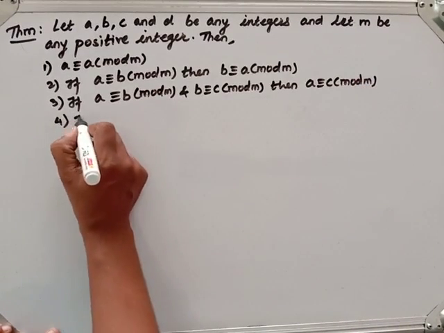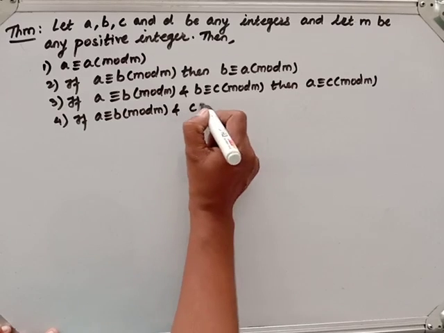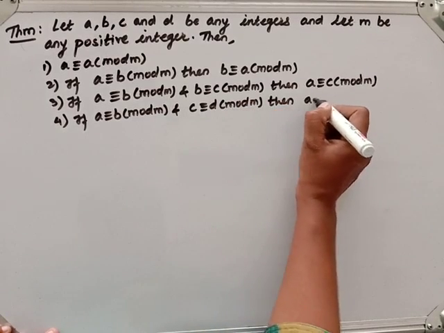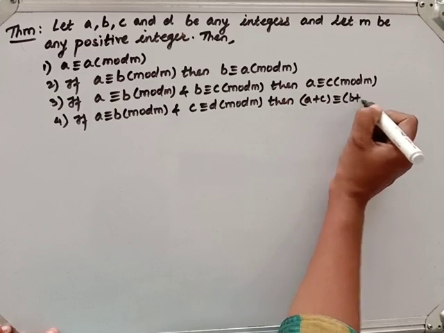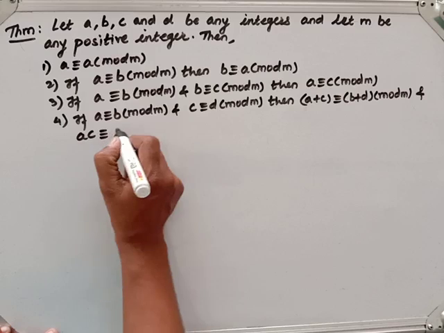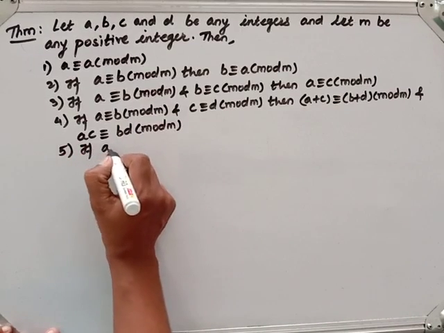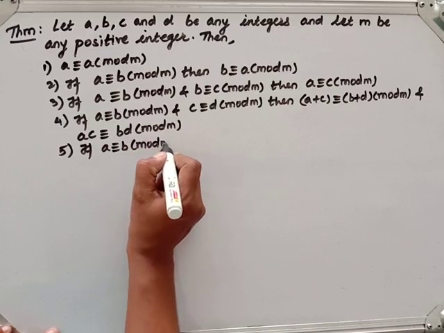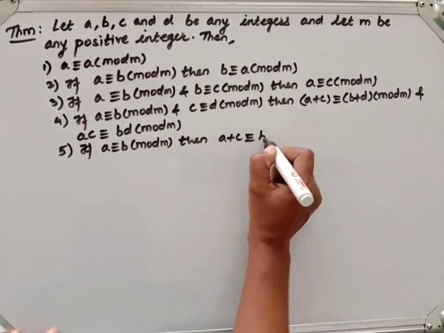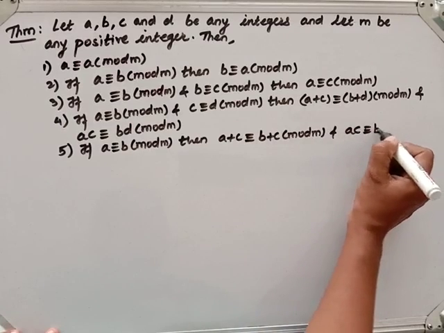Okay, then next, if A is congruent to B modulo M and C is congruent to D modulo M, then A plus C is congruent to B plus D modulo M and AC is congruent to BD modulo M. Fifth, if A is congruent to B modulo M, then A plus C is congruent to B plus C modulo M and AC is congruent to BC modulo M.